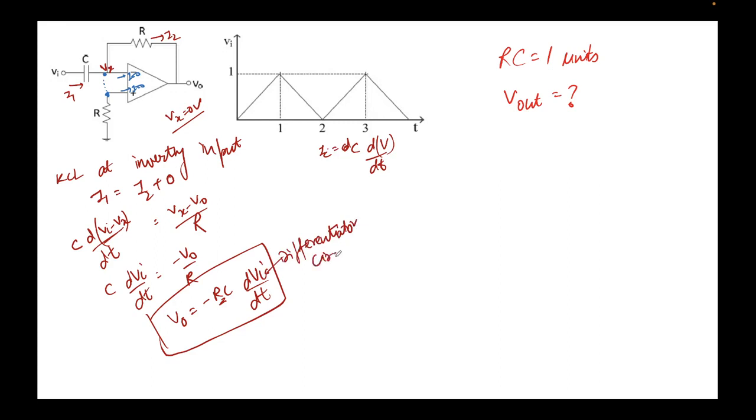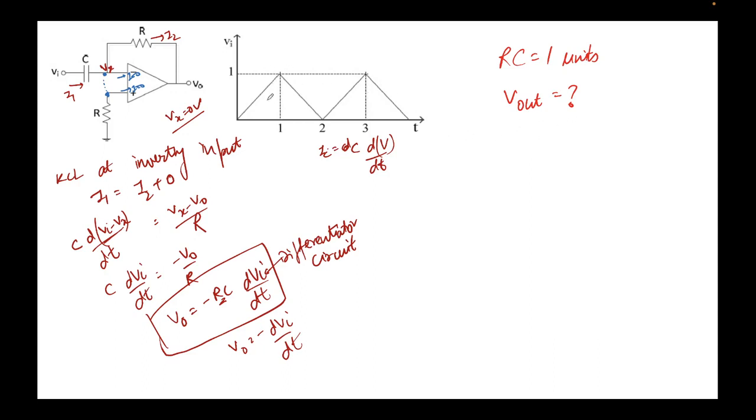Differentiator. Why differentiator? Because this circuit differentiates whatever you are providing at the input and also inverts it, right? So now, but that was not our problem. RC is 1, so let's forget about RC here for the time being. So our expression is this. Note that RC is equal to 1 was given in the problem, and we need to find out V out.